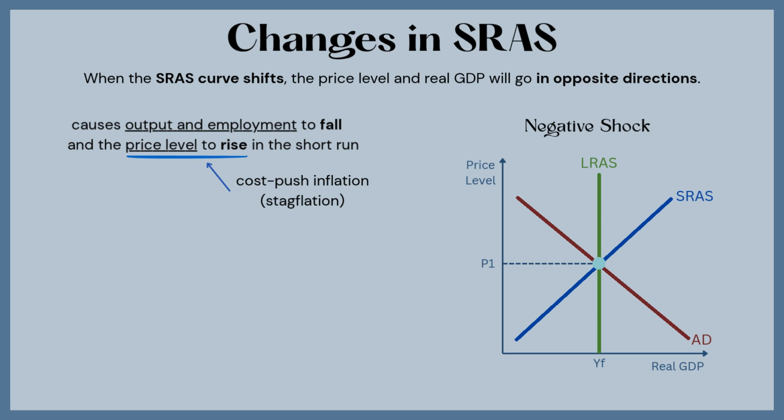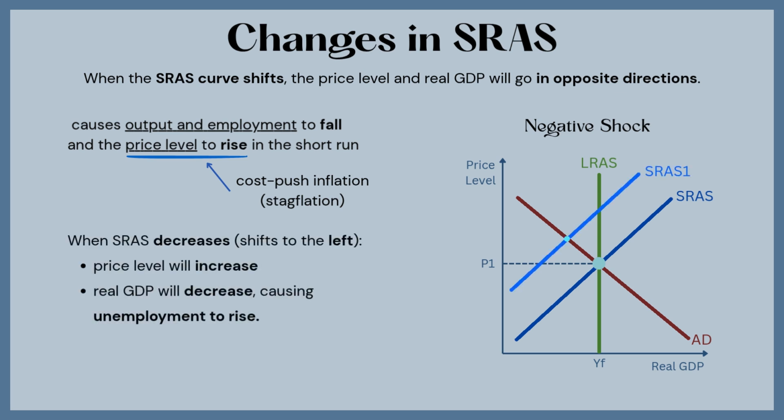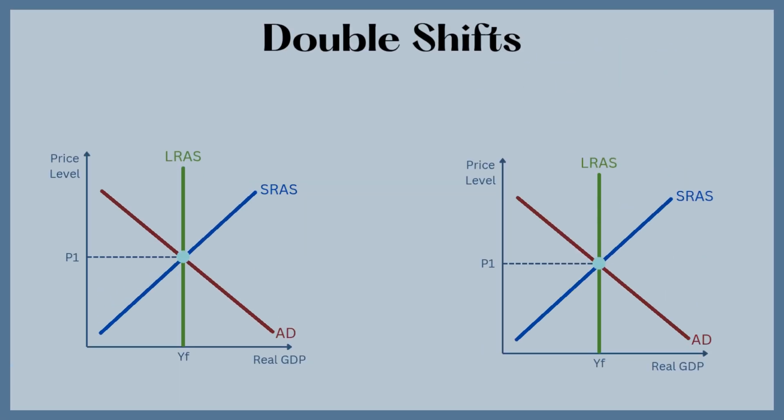These effects happen because when short-run aggregate supply decreases and shifts to the left, the price level will increase, and real GDP will decrease, causing unemployment to rise. Now let's address double shifts in this model. When both curves shift, either the new price level or real GDP will be indeterminate. Don't worry about memorizing all of the changes. The best way to approach these problems is just to graph them out by hand.